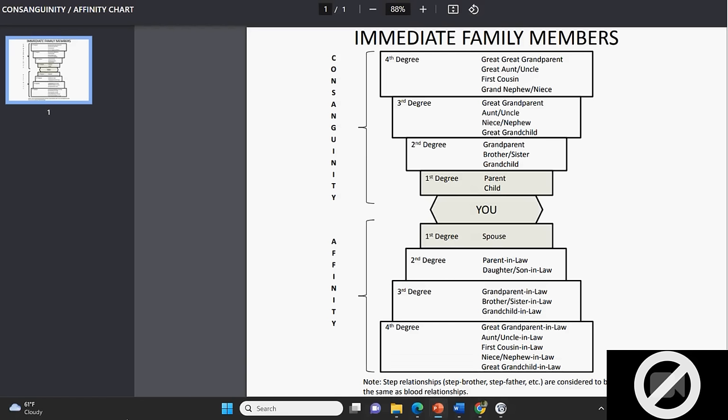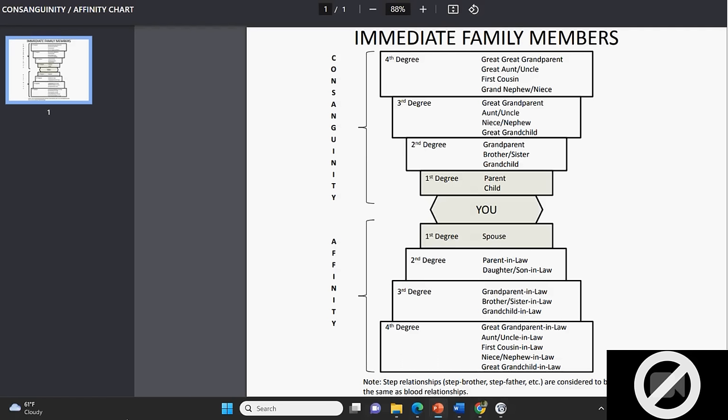You, in the middle, your parent, child, grandparents, brother, sister, grandchild, second degree, third degree, great-grandparent, aunt, uncle, niece, nephew, great-grandchild, fourth degree, great-grandparent, great-uncle, great-aunt, excuse me, and first cousin, and grand-nephew, grand-niece.